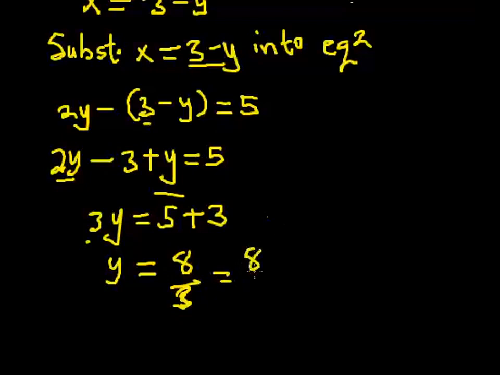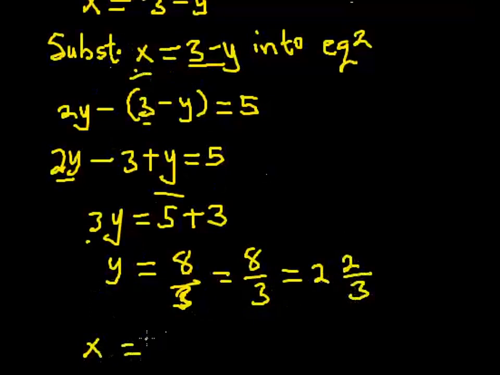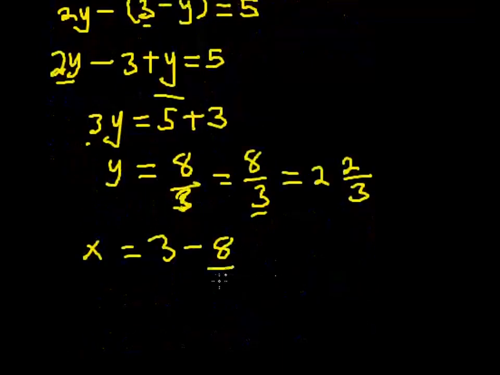So you can just keep it as a fraction, which is 2 whole number, 2 all over 3. Okay, so that's y. Now for x, I'm going to substitute this into x equals 3 minus y, which is what we got from equation 1. Since we've gotten y, which is 8 over 3, x now is going to be 3 minus 8 over 3.